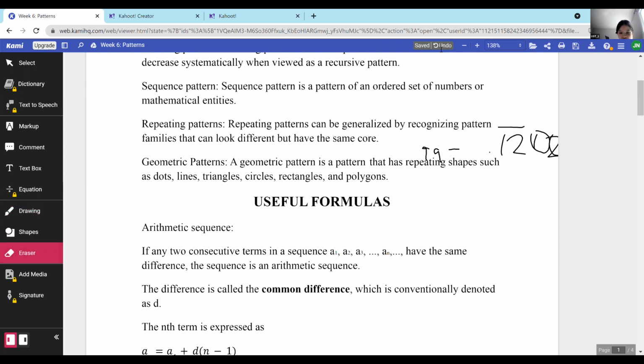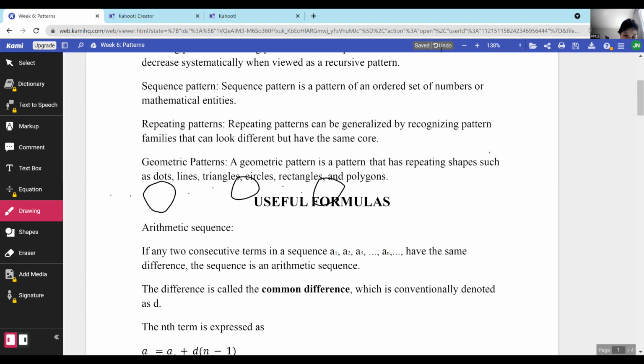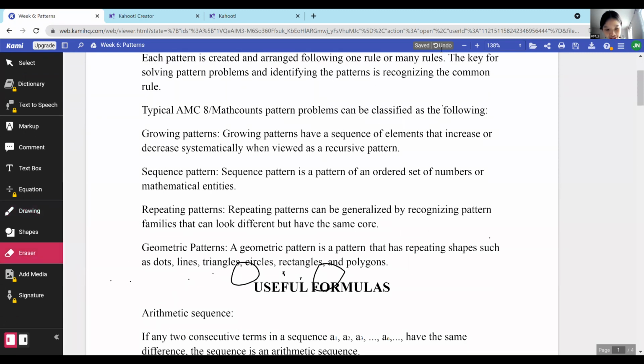And finally, a geometric pattern is a pattern that has repeating shapes such as dots, lines, triangles, circles, rectangles, and polygons. Such as, consider the geometric pattern dot dot circle dot dot circle dot dot circle. As you can see, this is also a repeating pattern.